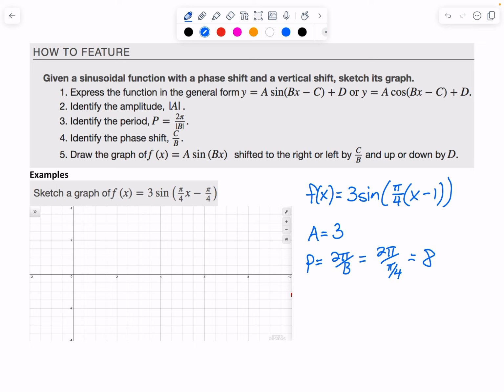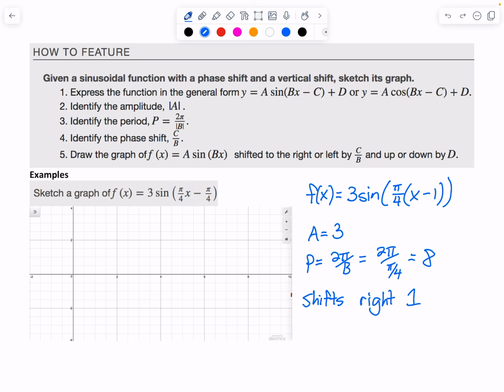All right, and then we have amplitude, we have period. Any shifts? Yeah, it shifts right 1. Right, and I think that's all we have. Yep. So sine function starts on the midline. This does not have a plus d out here. It's plus 0, so the midline still remains the x-axis.